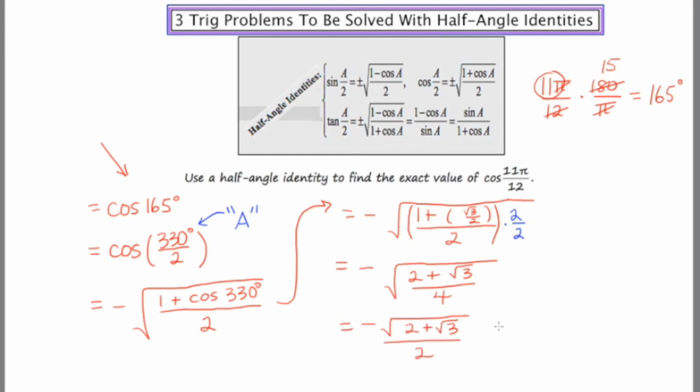Now, dividing by 2 is like multiplying by a half. So I have seen in the back of some books where they list the answer, instead of expressing it like this, dividing by 2, I've seen this.